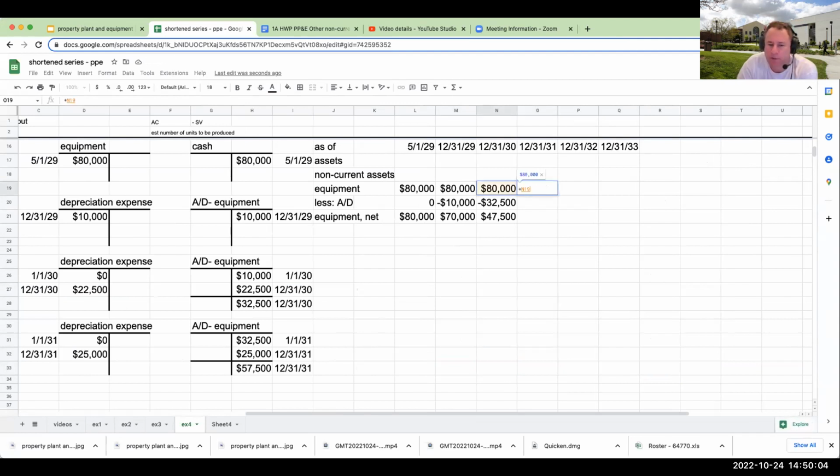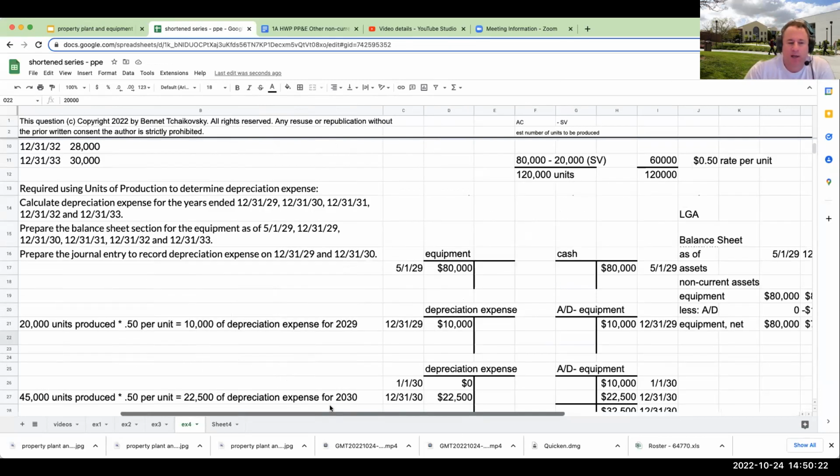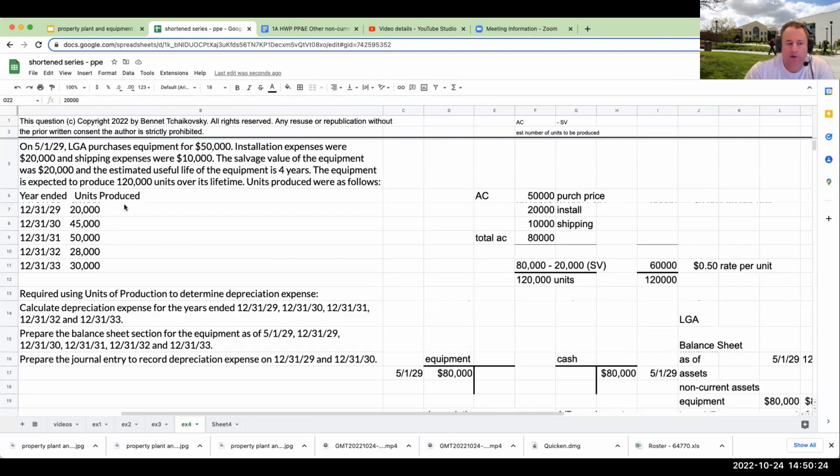So equipment value is not going to be changing over here. My accumulated depreciation is now going to be 57,500. My equipment net is now 22.5. Now remember, I can only depreciate up to the salvage value. So what is exactly happening here? Well, I got this equipment and I kept on going through and producing, right?